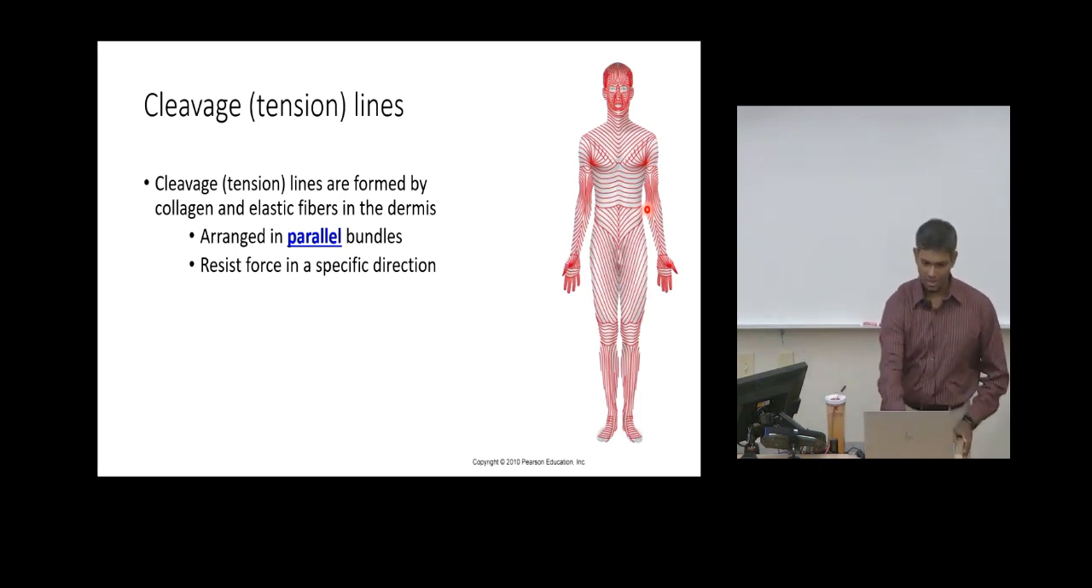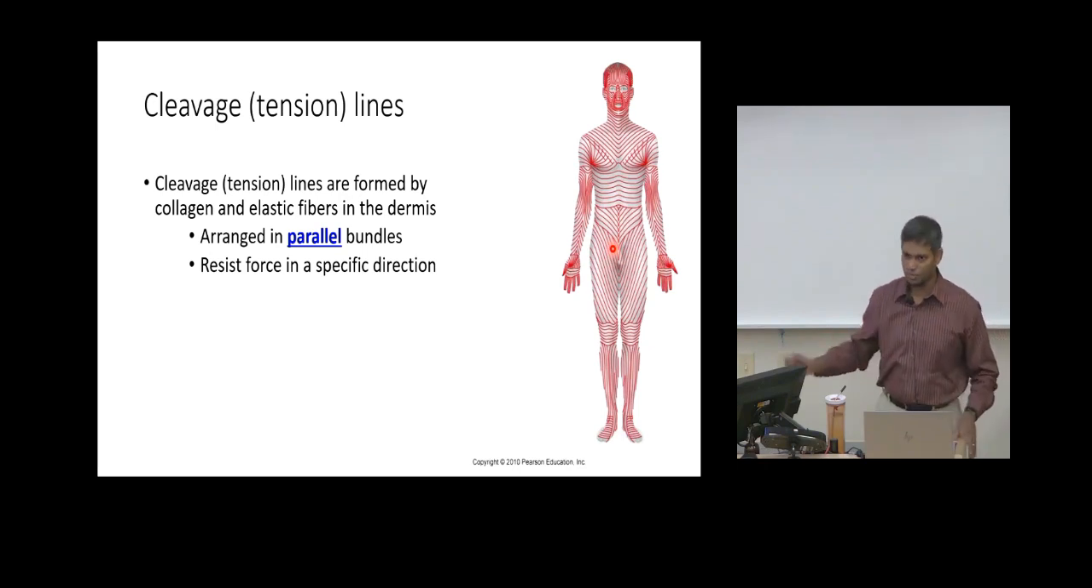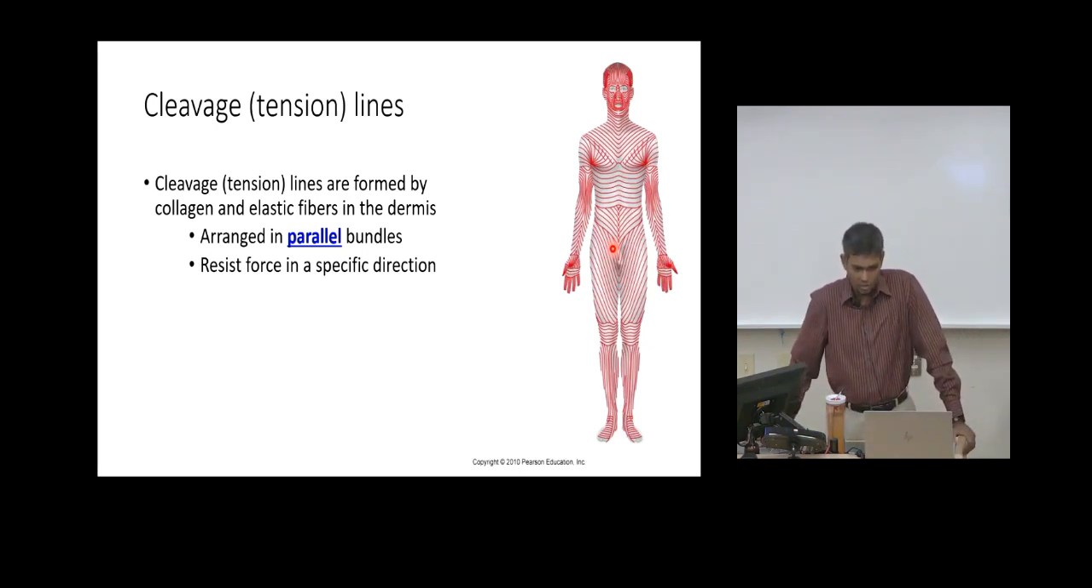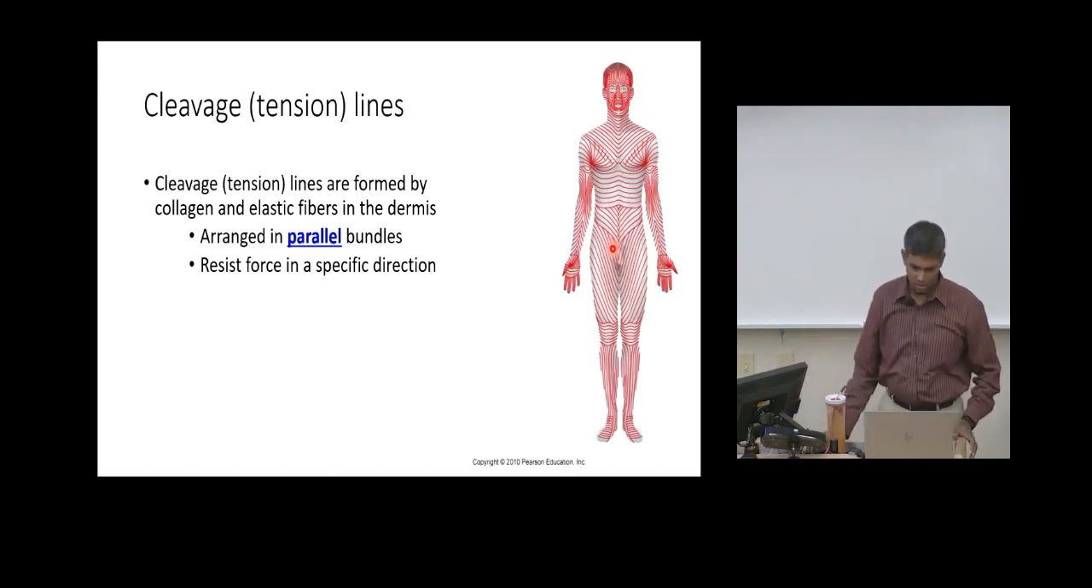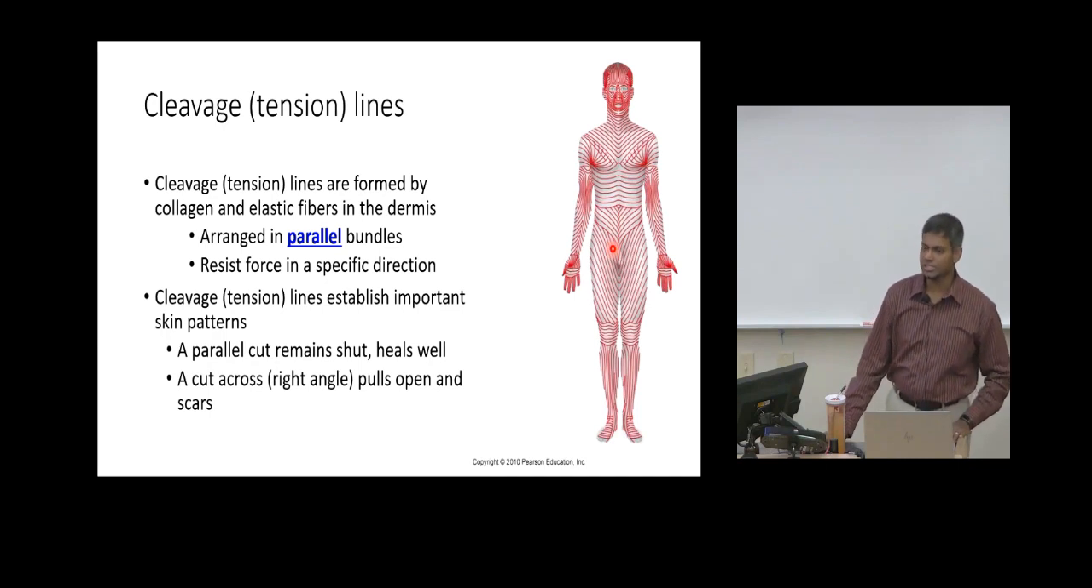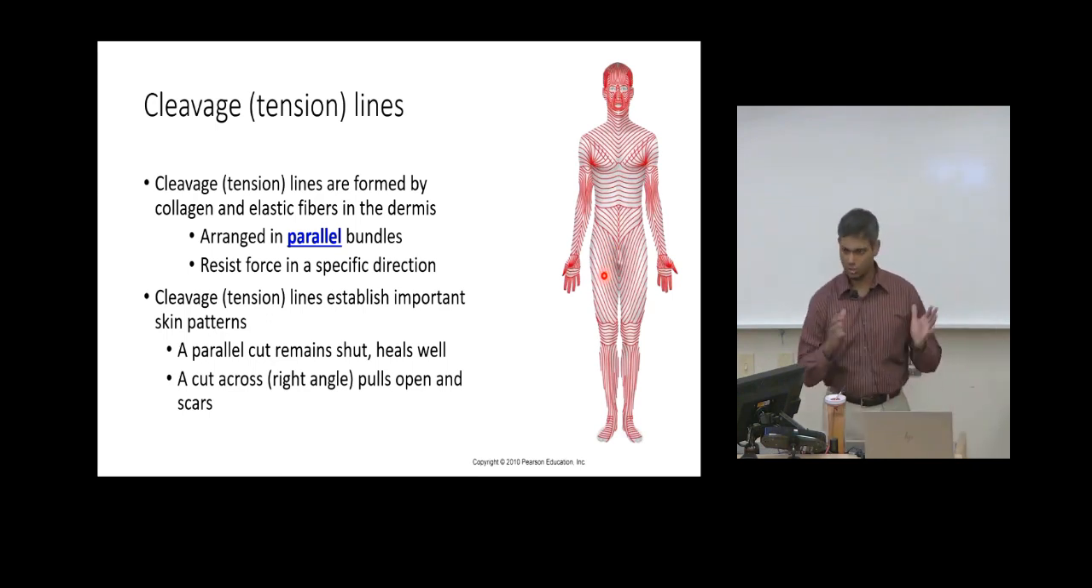For example, in the upper part of the abdomen, they are horizontal, whereas if you come lower down, it's going to be vertical. So it really depends on which part of the body you're considering. And this is relevant especially when you consider surgeries. If an incision is made parallel to these tension lines, it's going to heal without a scar. But if an incision is made perpendicular to it, then a scar will form.